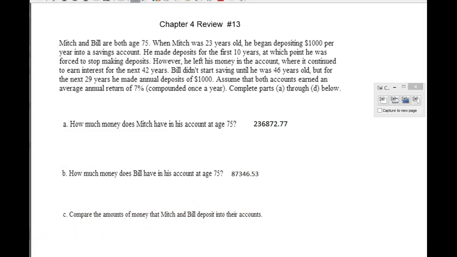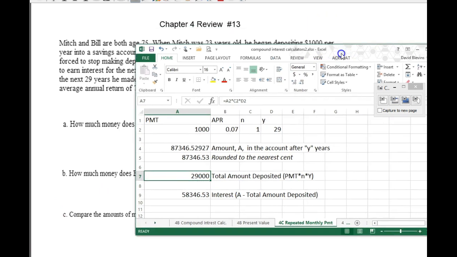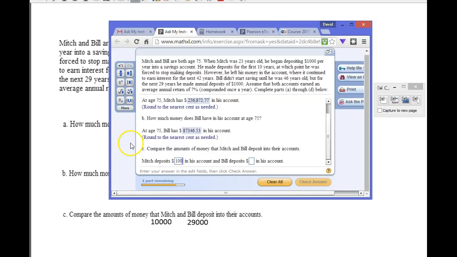Then part C says compare the amounts of money that they put into their accounts. If you go back to our calculator, the most recent one that we did is Bill's. So 29,000 is what Bill put in there. And to get the total amount that Mitch put in, we need to go back to Mitch, what we did at the beginning. So we need to change this 29 back to a 10. They only did it for 10 years. So this is how much Mitch deposited. So Mitch deposits 10,000 and Bill deposits 29,000.